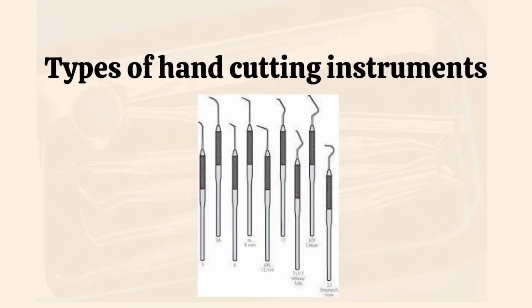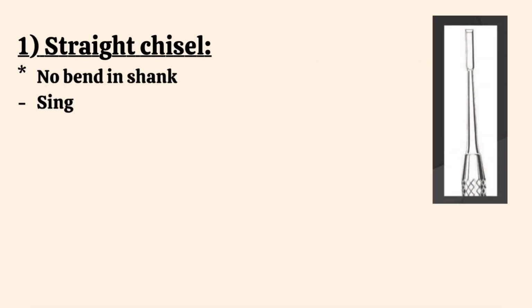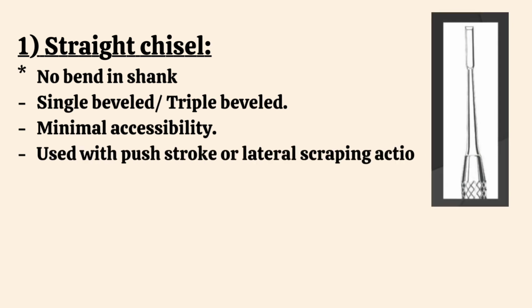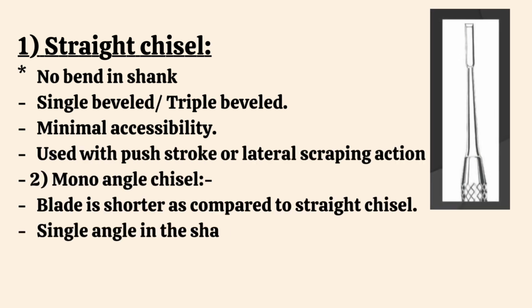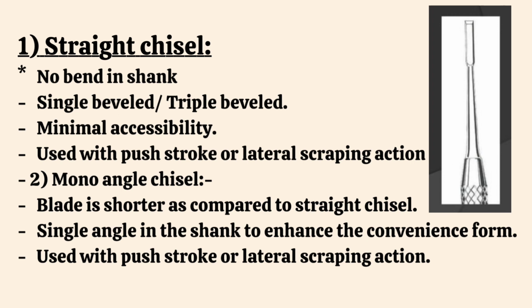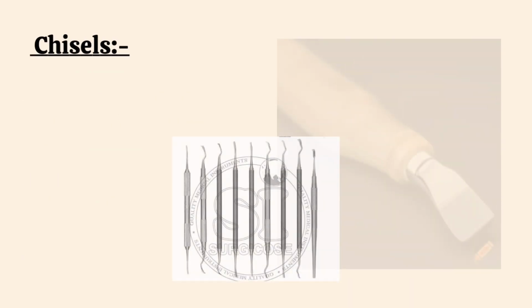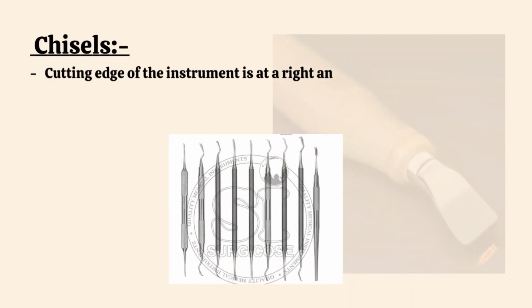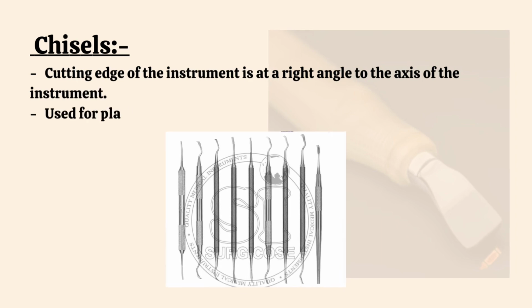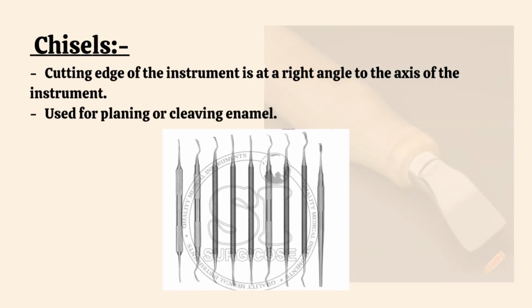Types of hand cutting instruments: chisels. The cutting edge of the instrument is at a right angle to the axis of the instrument. Used for planing or cleaving enamel. 1. Straight chisel: no bend in the shank. Single beveled or triple beveled. Minimal accessibility, used with push stroke or lateral scraping action.